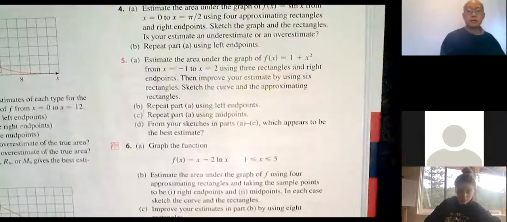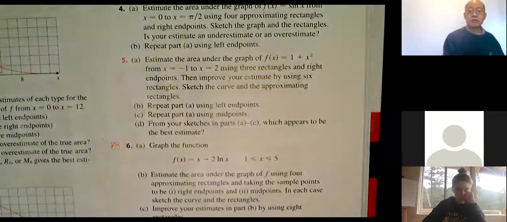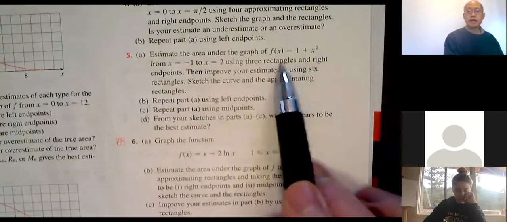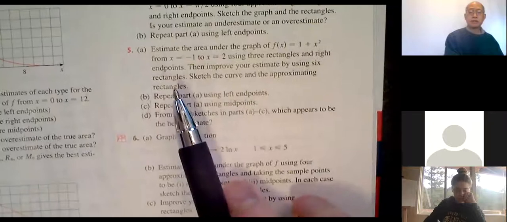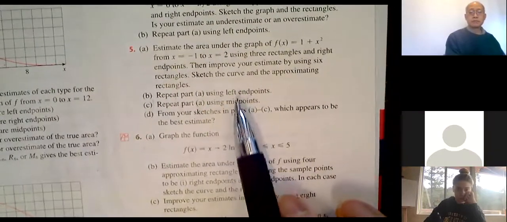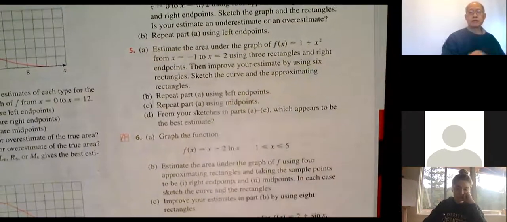Estimate the area under the graph of f of x equals 1 plus x squared, x going from negative 1 to 2, using 3 rectangles and right endpoints. Then I'm going to switch over to left endpoints, and then midpoints. I'm not going to do the 6, I'll just do the 3. Here's the picture.